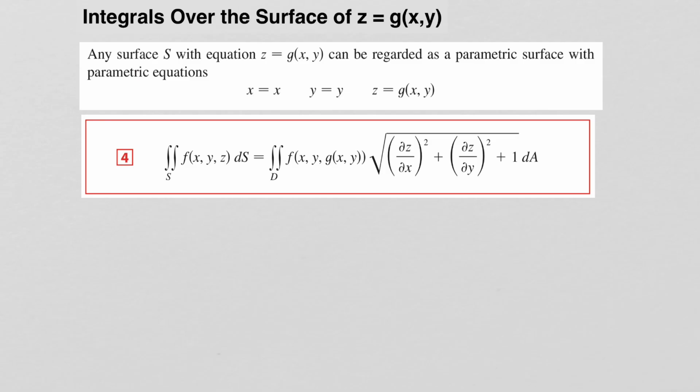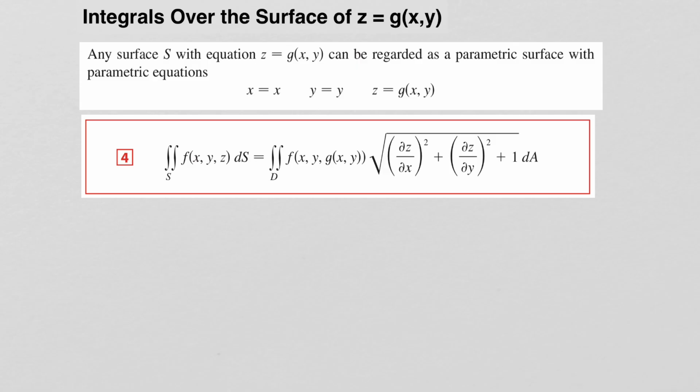Now, what about an integral over a surface where the surface is described by a function, let's say z equals g of x y? In this case, we can parameterize this by letting x equal x, letting y equal y, and letting z equal g of x y. So in this case, the double integral over the surface simply becomes the double integral of f of x y, g of x y. And then the dS, you might recall, because we did this in the past, that dS here is this here.